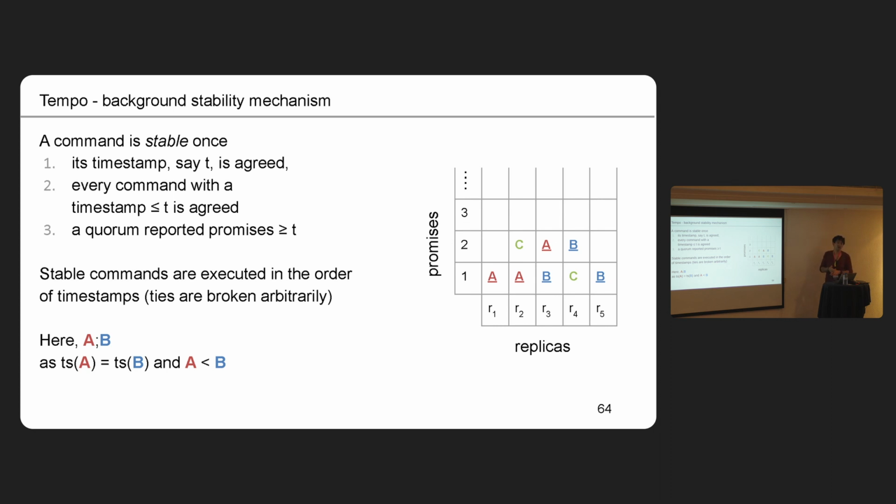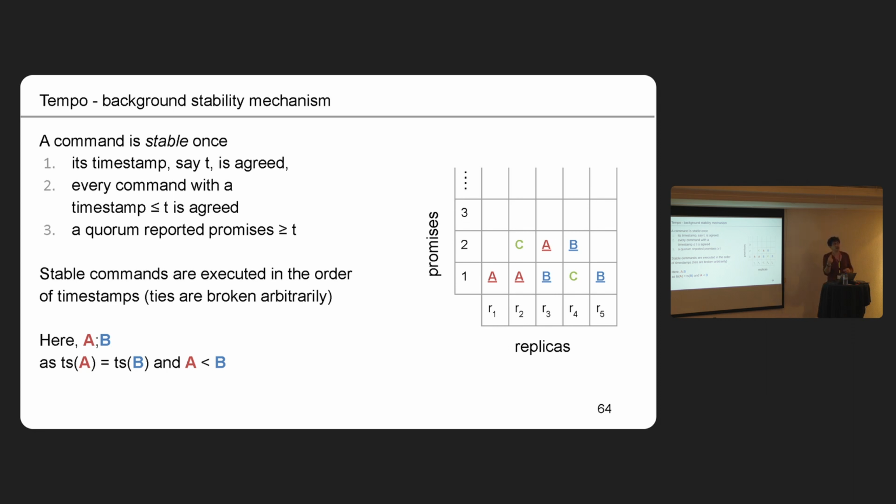In that case, you can execute them, and you execute commands in the order of the timestamp, breaking ties arbitrarily. So for instance, A and B here can execute, which is marked with this underline. They can both execute, and if you consider that there is a canonical order such that A is lower than B, you execute them in the order AB. So you need two things: first, agreement, consensus again on the timestamp, and then this stability mechanism.